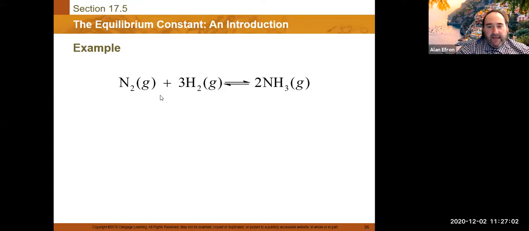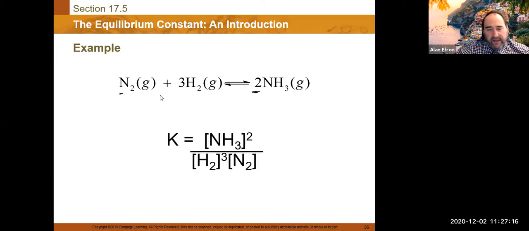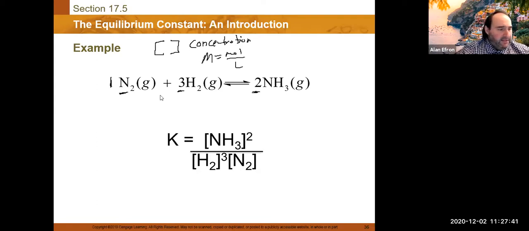So if we have this reaction here, we want to write the K expression. We would take the concentration of NH3 and we would square it because of the 2 that's there. We would divide it by the concentration of N2, where the coefficient is 1, so we don't have to do anything there, and divided by the concentration of H2, and we would have to cube it because of the coefficient. A reminder as well, when we see these brackets, that means concentration. And what we're usually talking about is molarity, which is moles per liter. So that's essentially what we're talking about here.